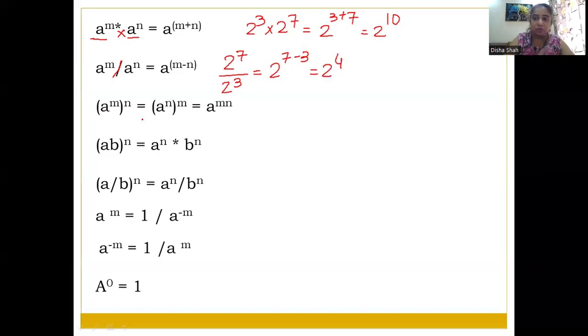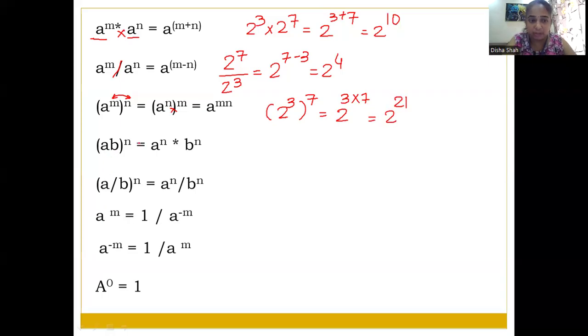Next is a raised to m raised to n, meaning one power is there and another power is raised on top of it. So a raised to m raised to n can also be written as a raised to n raised to m. That means you can interchange them like this. And that can also be written as a raised to m into n, that is, you have to multiply the powers. One second, let's see the example. So 2 cube raised to 7 can be written as 2 raised to, here we do not add the powers, we multiply the powers. So it is 3 into 7, so that is equal to 2 raised to 21.